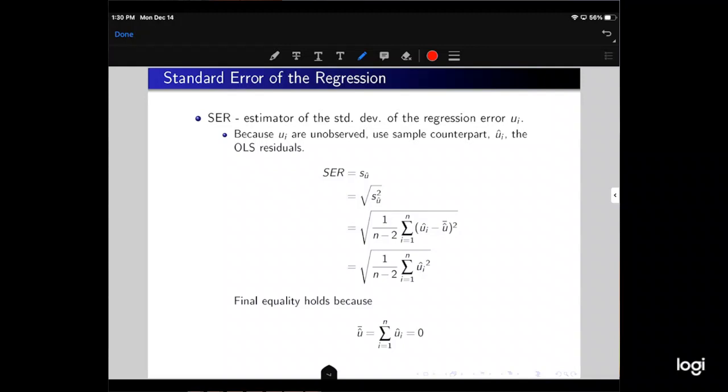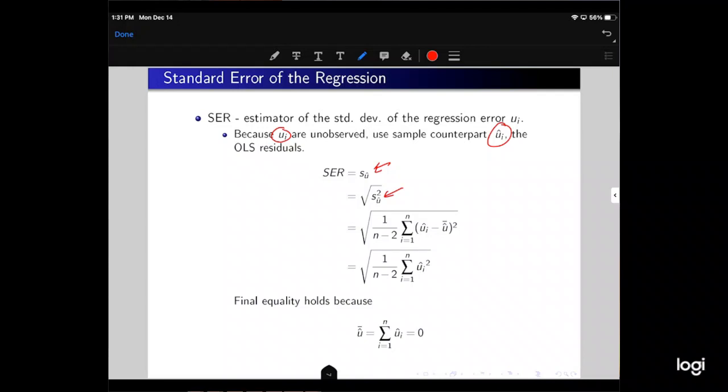Let's introduce the standard error of regression. It's an estimator of the standard deviation of the regression error u_i. Because the u_i are unobserved, these are not u_i hats, these are the population errors. We use the sample counterpart, the u_i hats, the OLS residuals. The standard error of regression is equal to the square root of the variance of the residuals. This is the variance of the residuals because it has a square, and then we take the square root of it to get the standard deviation.